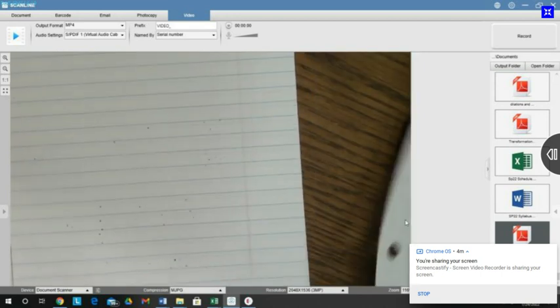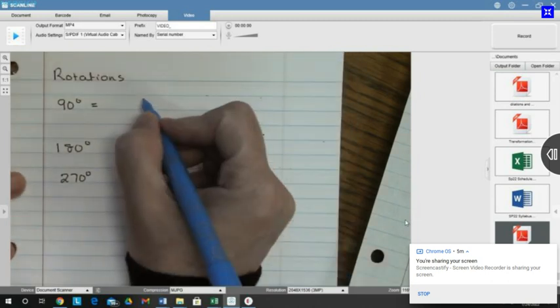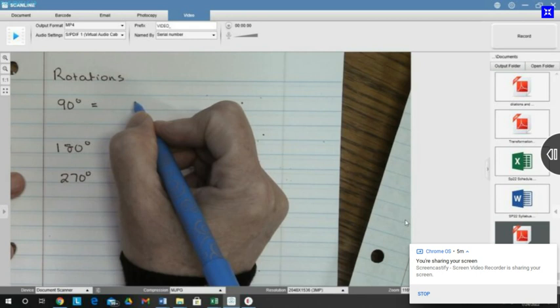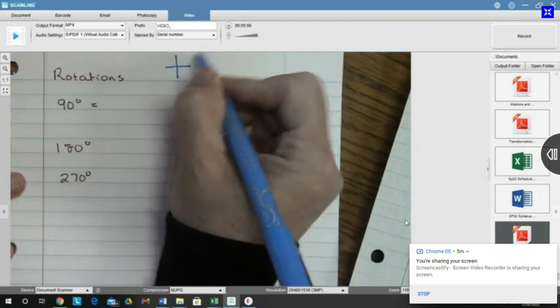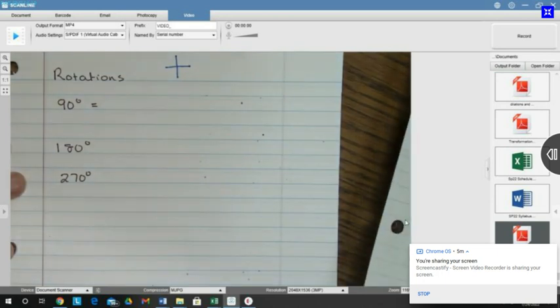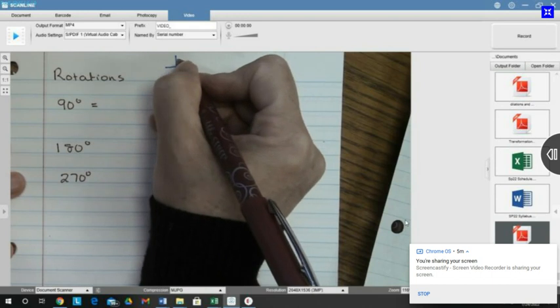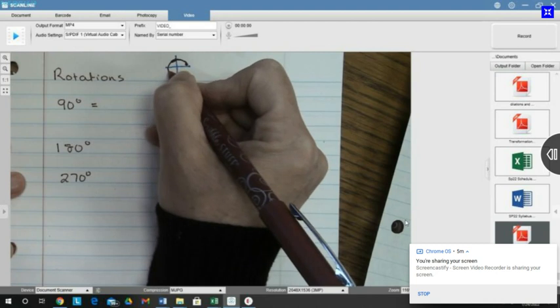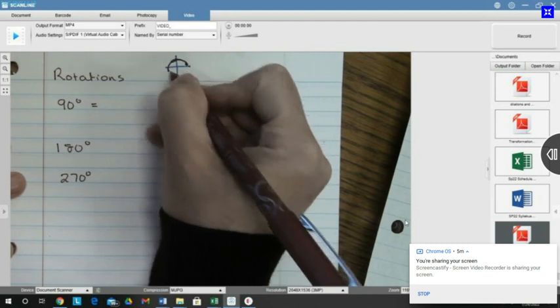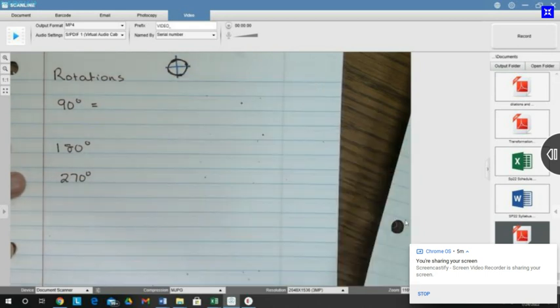All right, next one was rotations. Again, same thing. We've got a set of rules. Remember, if we're doing a rotation and we're doing 90 degrees, that means I'm moving one quadrant. 180 would be 2 quadrants. If I do 270, I'm moving 3 quadrants. If I do 360, I end up just exactly where I'm at.